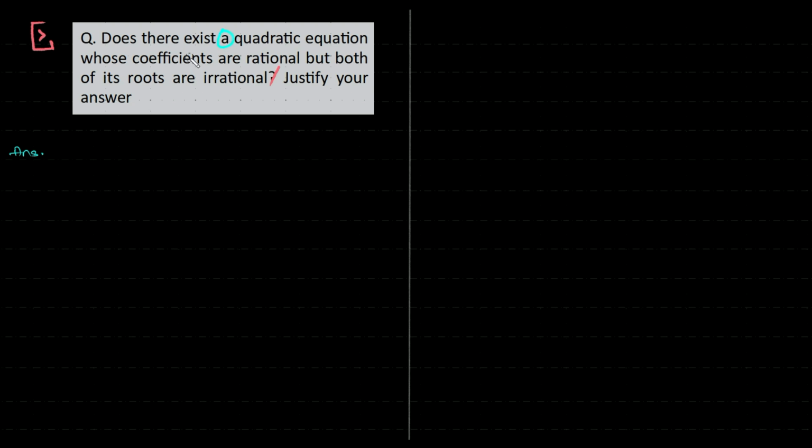So what can we do? We can give a simple example and we are done. Please understand what it is that we have to prove and how we should be proving it. So a single example will suffice. So basically the funda is this.